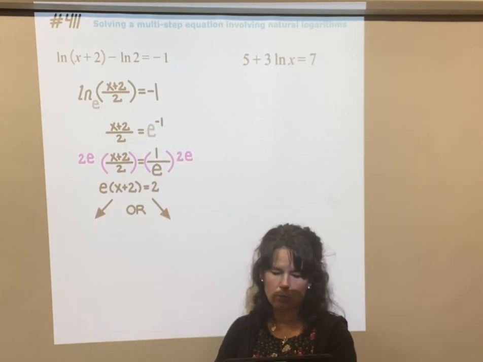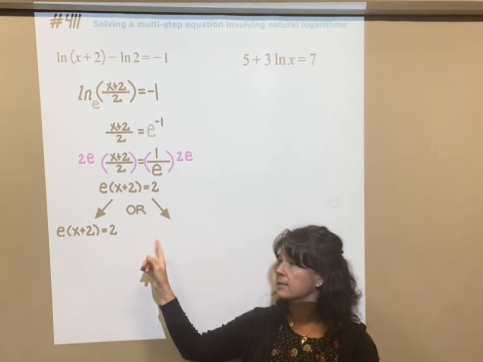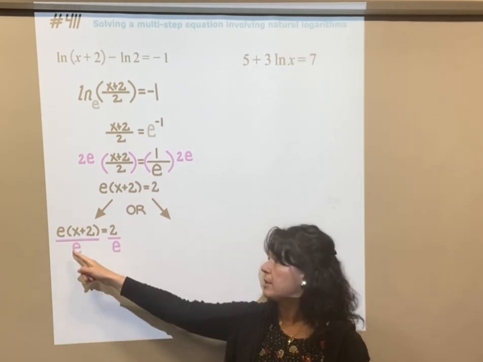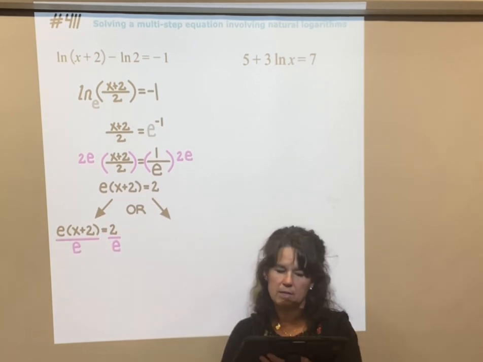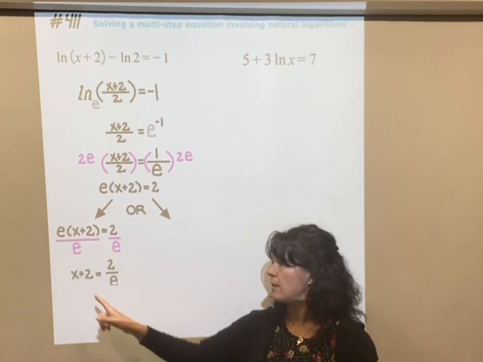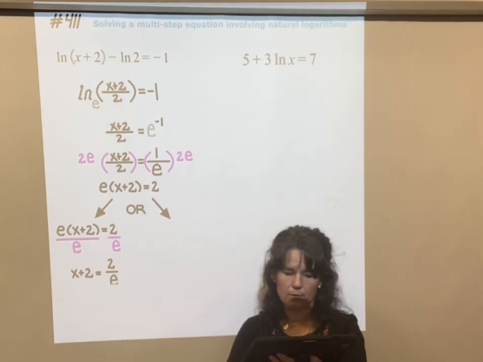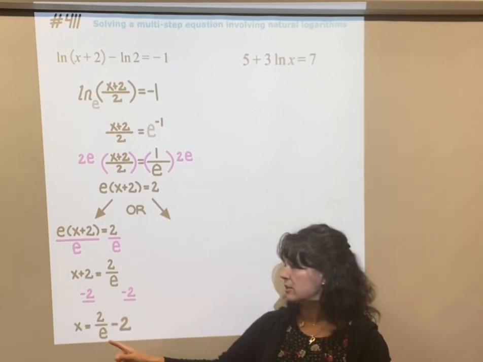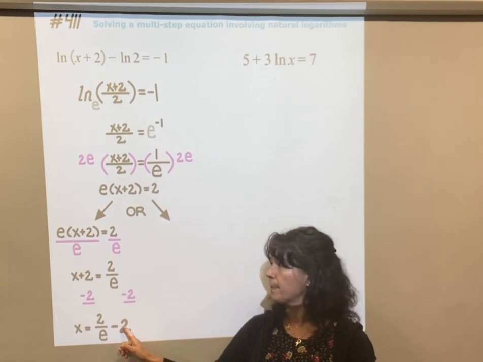Okay, so I've just rewritten the original because I'm going to solve it two different ways. So to get rid of times e, I'm going to divide both sides by e, and now x plus 2 is freed up. Finally, to get rid of add 2, I'll subtract 2 from both sides, and I end up with a final answer of 2 over e minus 2.